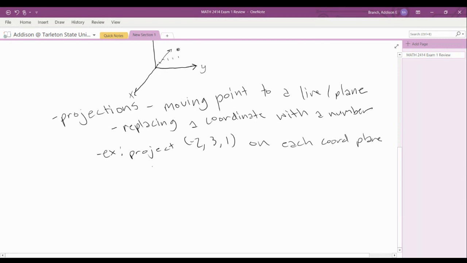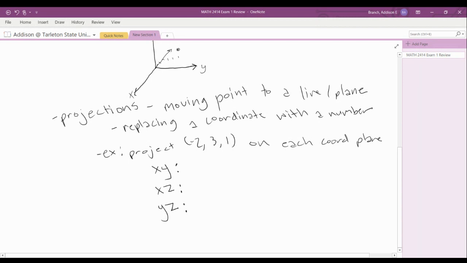So first thing, let's go ahead and label each of our coordinate planes: xy, xz, and yz. If we are on the xy plane, what does that mean for z? Someone can type that in the chat. Yes, z is going to equal 0 if we're on our xy plane.